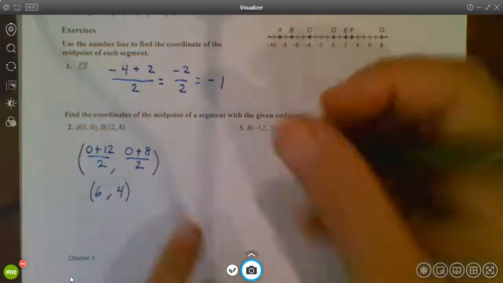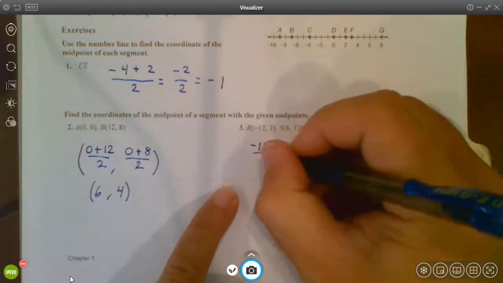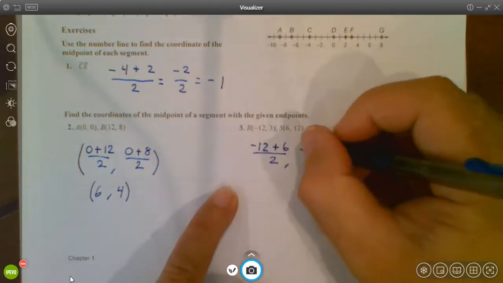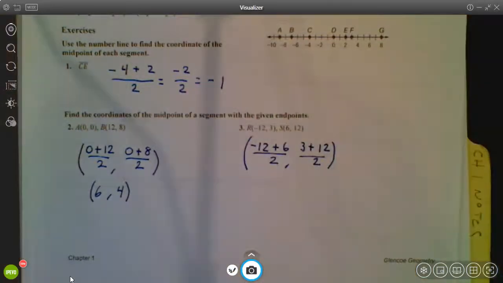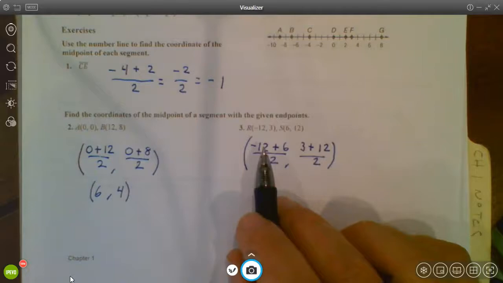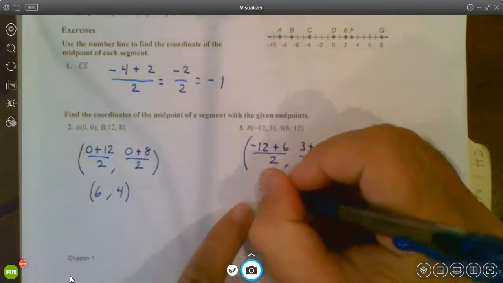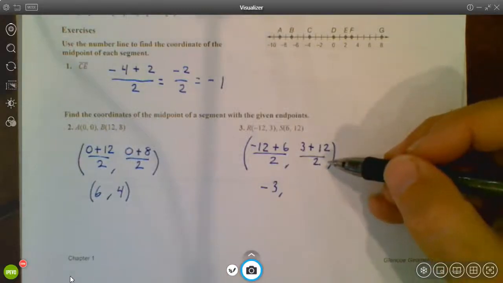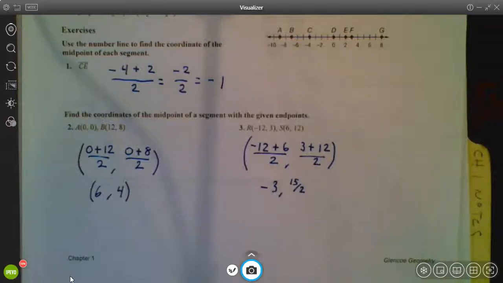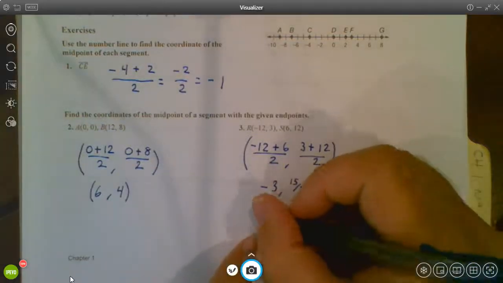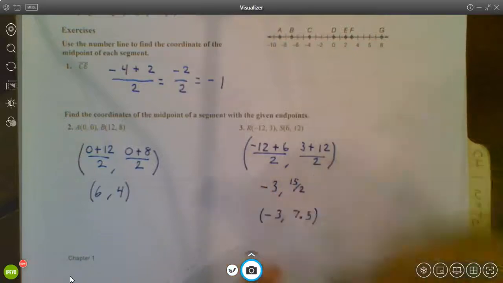And let's do one more with RS. I'm going to add my x's and divide by 2. I'm going to add my y values and divide by 2. So that's what our setup would look like. A little simplifying here, negative 12 plus 6 is negative 6 divided by 2. And 15 over 2, which you could leave as 15 over 2. That would be totally fine, since that does not reduce. If you wanted to write it as a decimal, totally fine as well. Either way would be good.